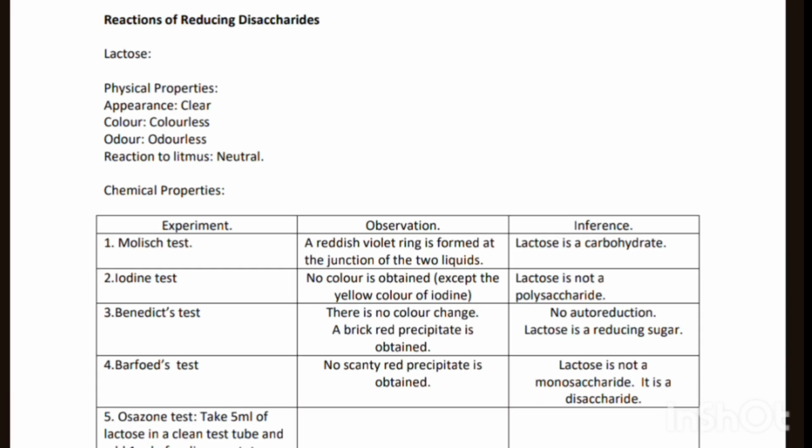Let's begin with reducing disaccharides. Lactose. Physical properties again same: clear, colorless, odorless, neutral. Positive Molisch since it's a carbohydrate. Negative iodine because it is not a polysaccharide. Benedict's test, it is positive because it is a reducing sugar. Now coming to Barfoed's test, there is no scanty red precipitate sticking to the test tube. Why? Because lactose is not a monosaccharide, it is a disaccharide.